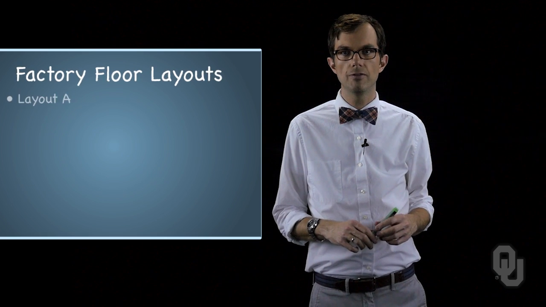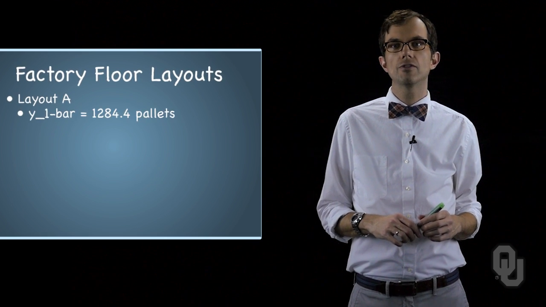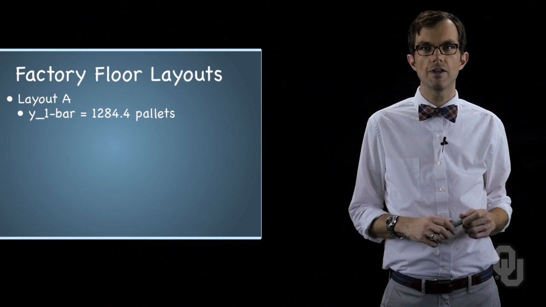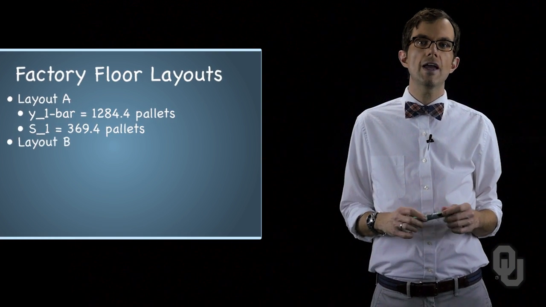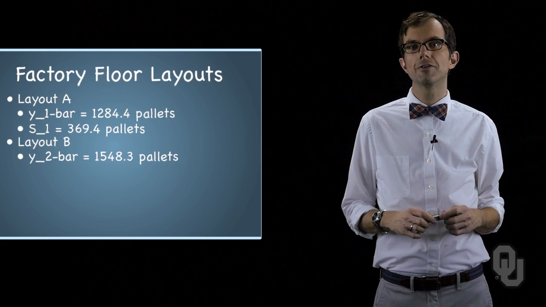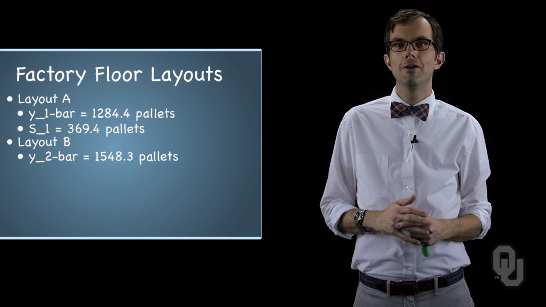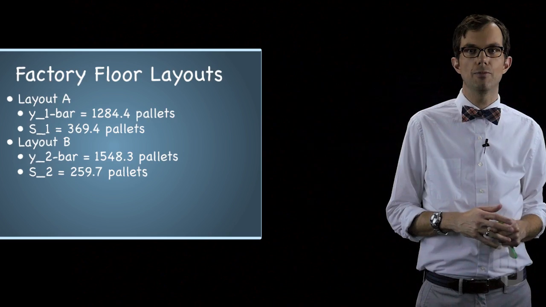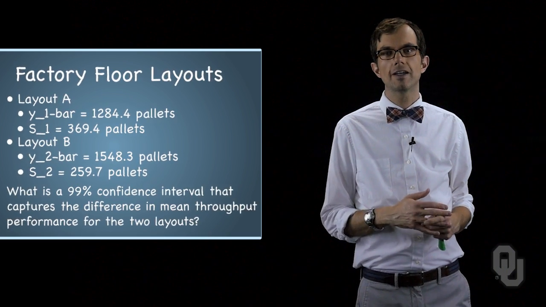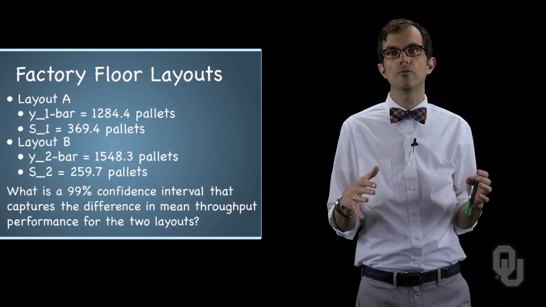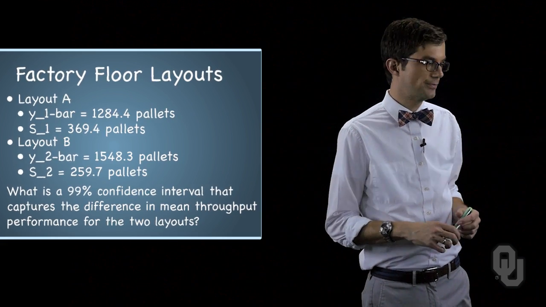The mean throughput of layout A is 1,284.4 pallets with a standard deviation of 369.4. And the mean throughput of layout B is 1,548.3 pallets with a standard deviation of 259.7. What is a 99% confidence interval that captures the difference in mean throughput performances for these two layouts?